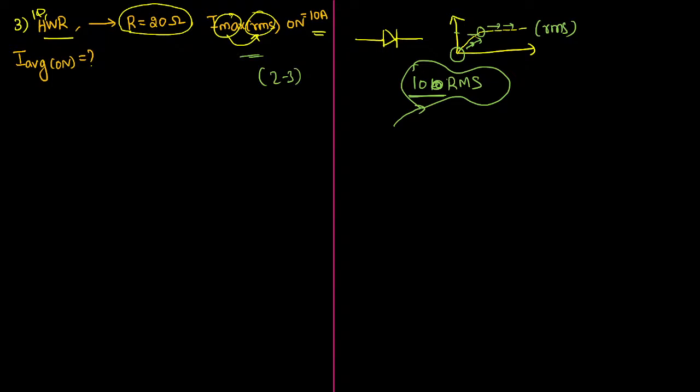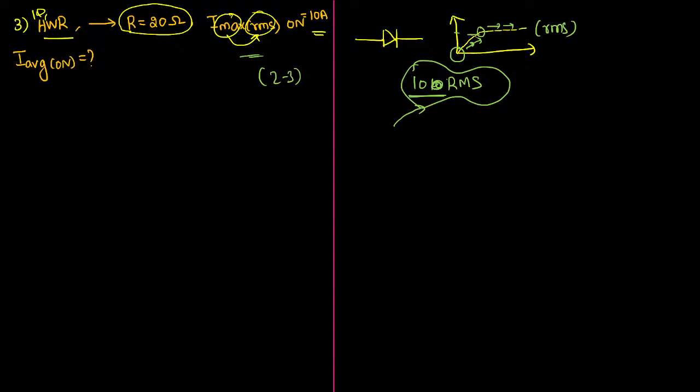What is the basic formula that we are using in a single phase half wave rectifier with a resistive load in order to calculate the output RMS current? Output RMS current is given, it is 10 ampere. Don't get confused with the word maximum. I told the relation between maximum and RMS value. That is RMS current only.